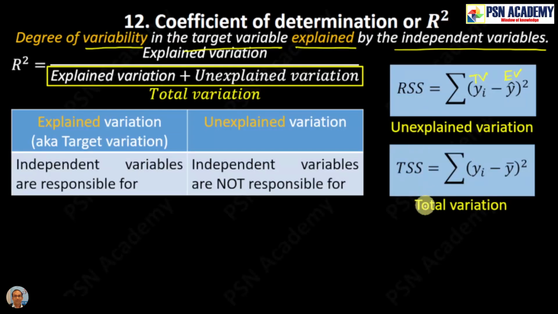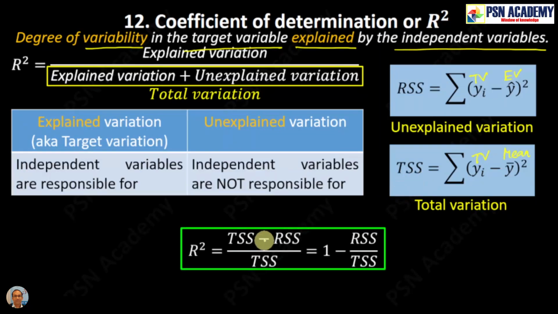We also have a total variation like this. You take the deviation of TV, that is true value, from the mean, you square those deviations and add those, and you get TSS, that is total sum of squares. Then the explained variation will be TSS minus RSS, and the R square will be (TSS minus RSS) by TSS. Thus, R square will show you how much your independent variables are responsible for the variation in the target variable.